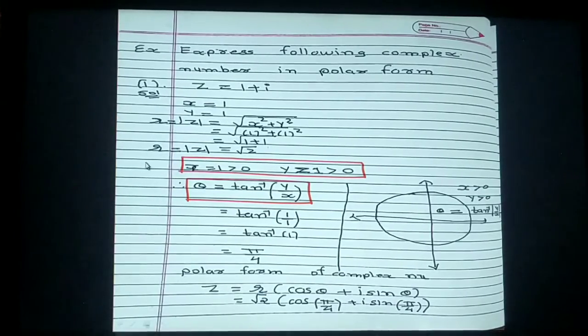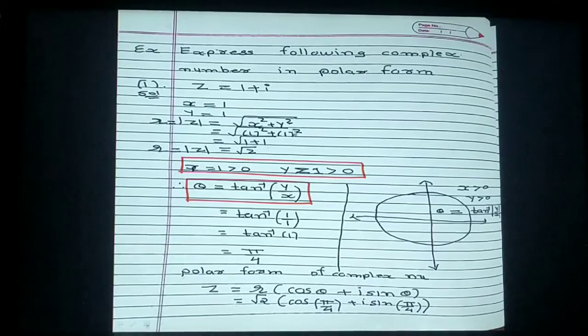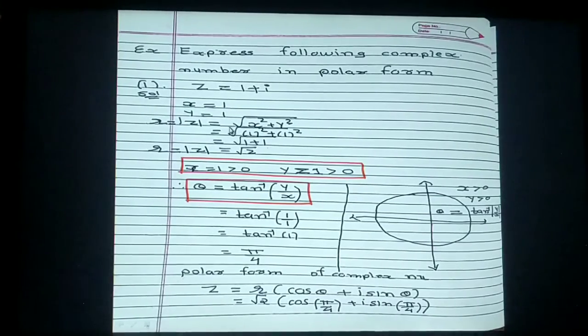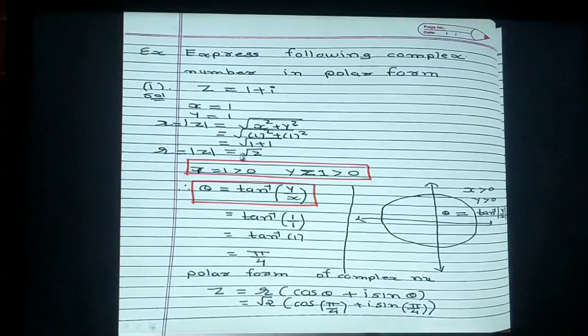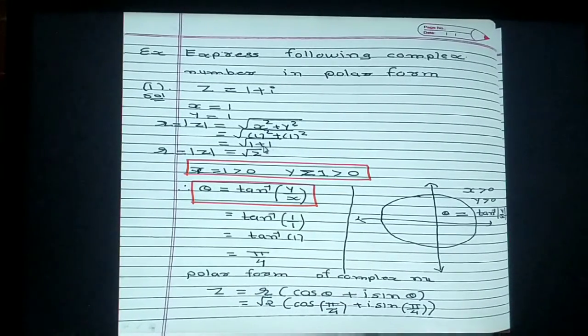Now first we find the modulus of z, r. It is under root x square plus y square. So x and y are both 1, so it is under root 1 square plus 1 square. So under root 1 plus 1 is under root 2. So we get r is equal to under root 2.